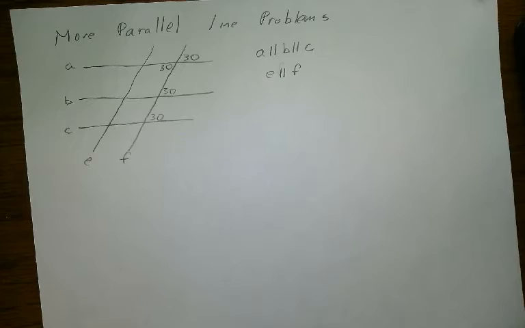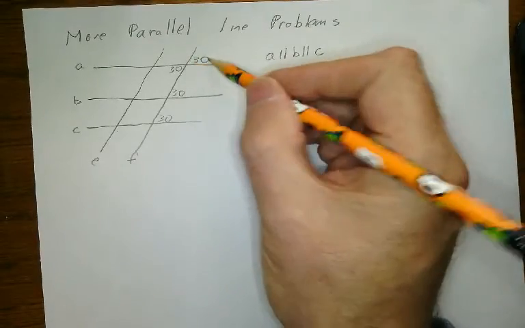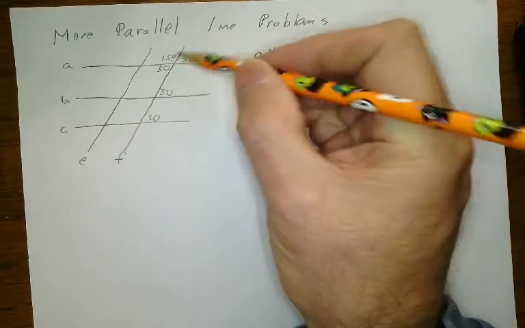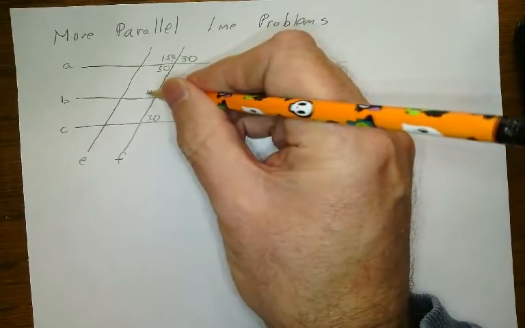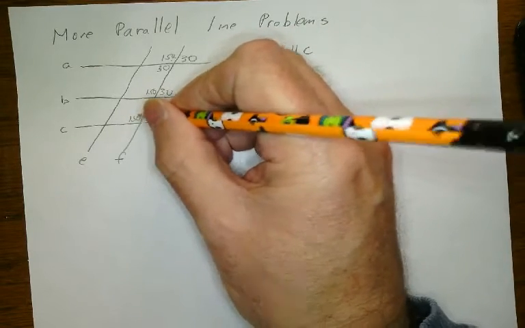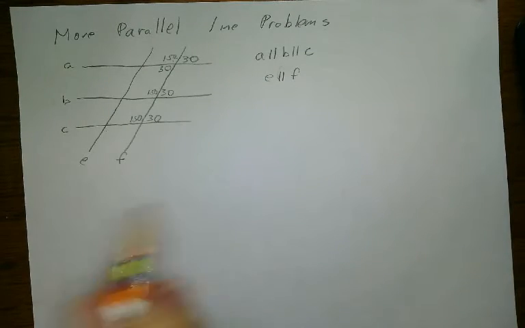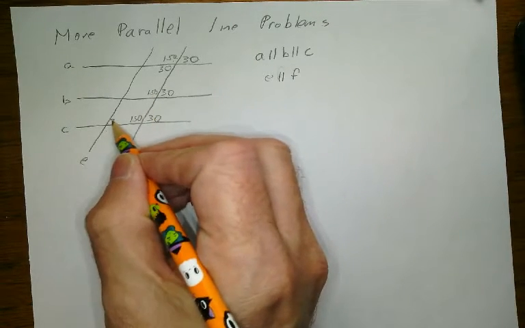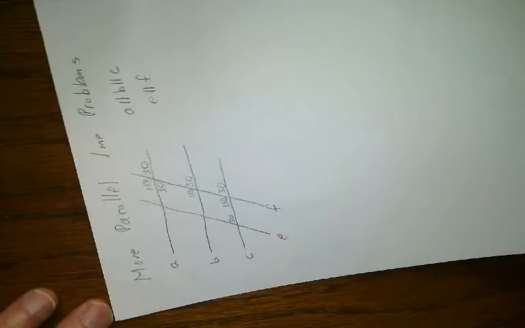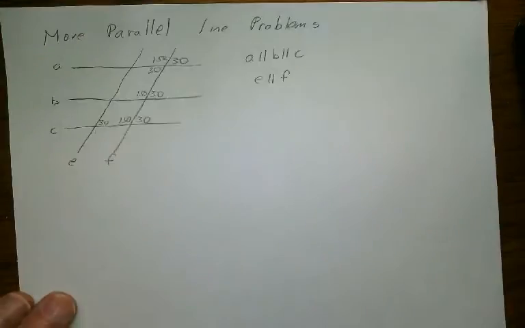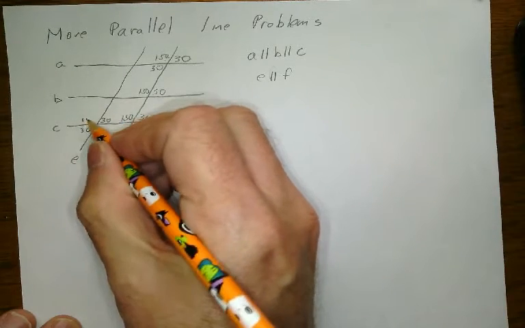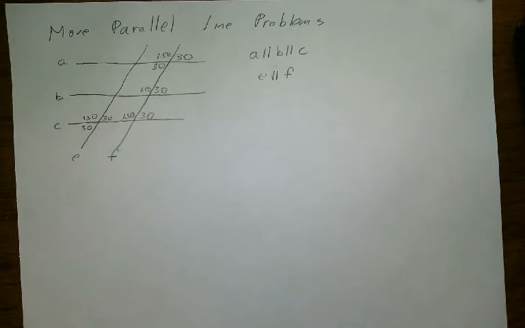Now what's next to it? If this is 30, right next to it is going to be supplementary, so this is 150. And then because of parallel lines, this is 150, and this is 150. And then now we can go sideways if we want. If this is 30, this one over here is 30. If it helps, turn the paper sideways. Look at it however you want. And then this one over here is also 30, which would make these 150. So as soon as you find one angle, you can find all the others.